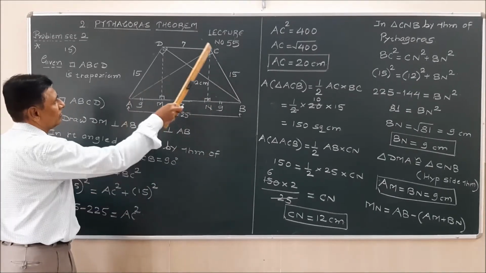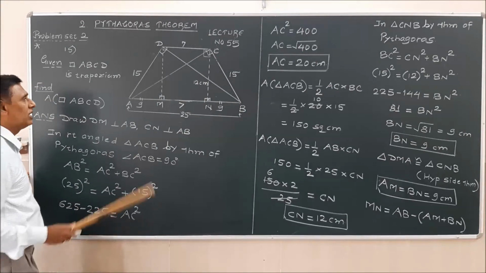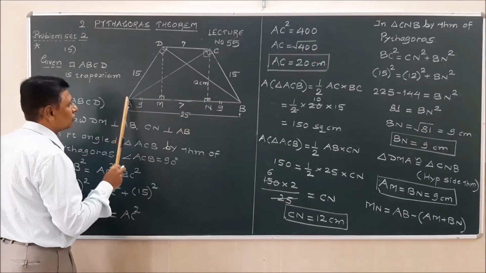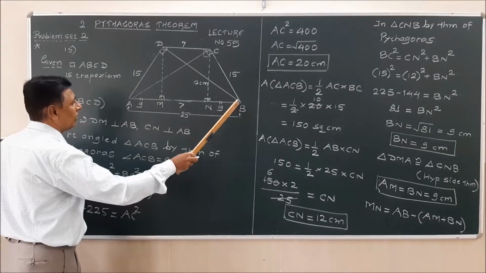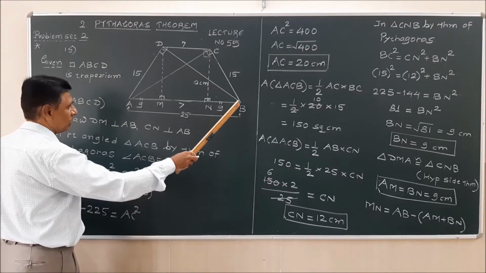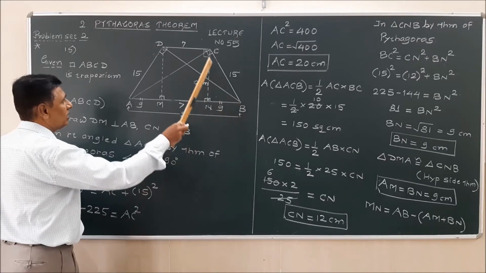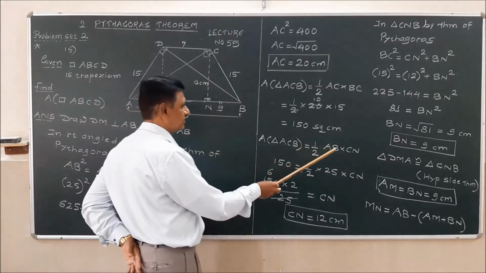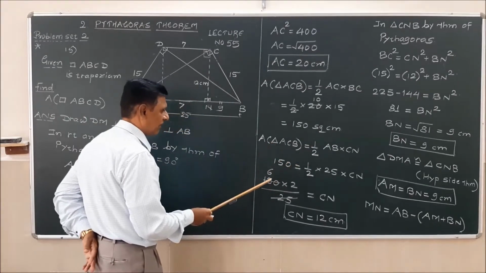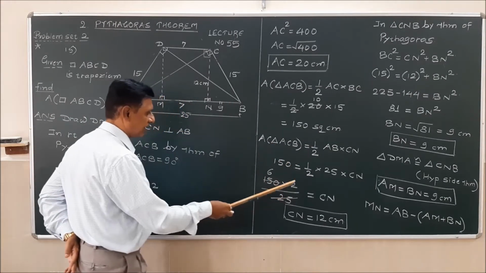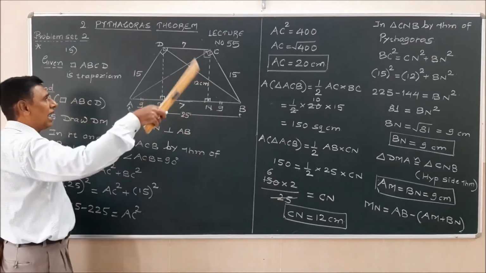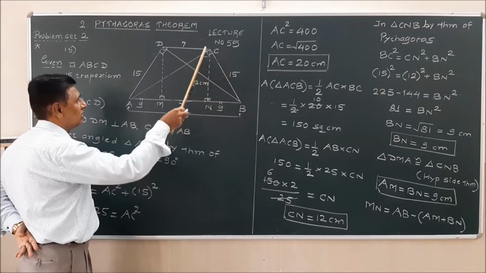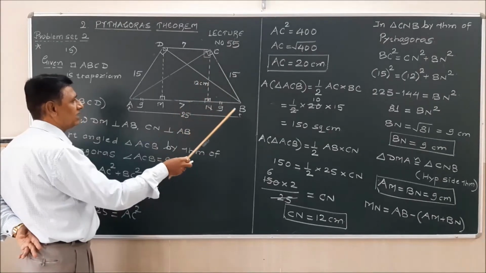That will give me the area of triangle ACB. I use the area of triangle ACB to get CN. So half base into height: 150 is equal to AB into half CN. So here you will find 150 into 2 upon 25. CN is 12. At once you will get CN. Then apply the theorem of Pythagoras to triangle CNB, and you will be getting BN.